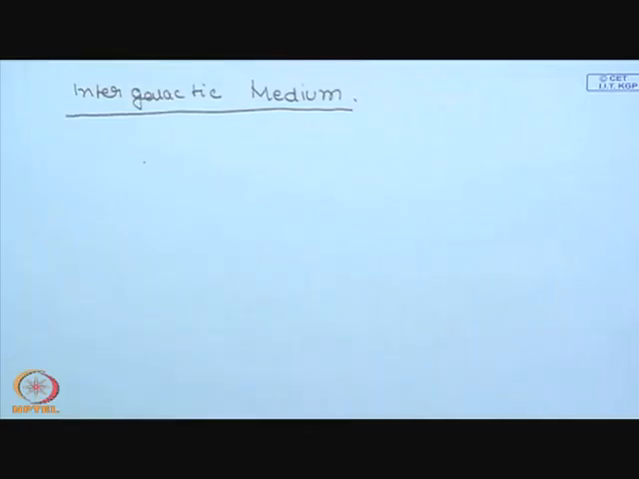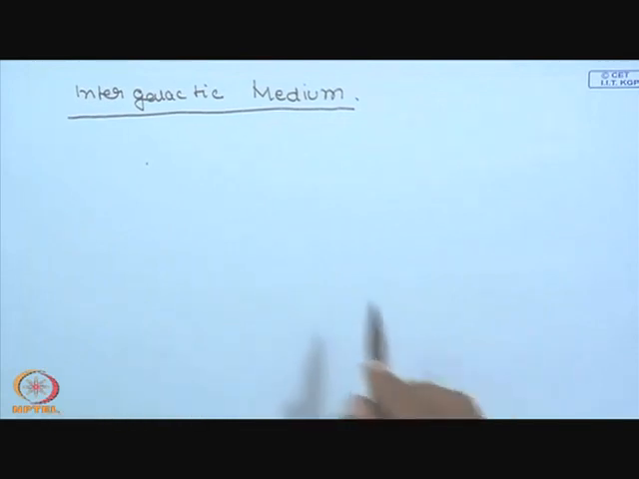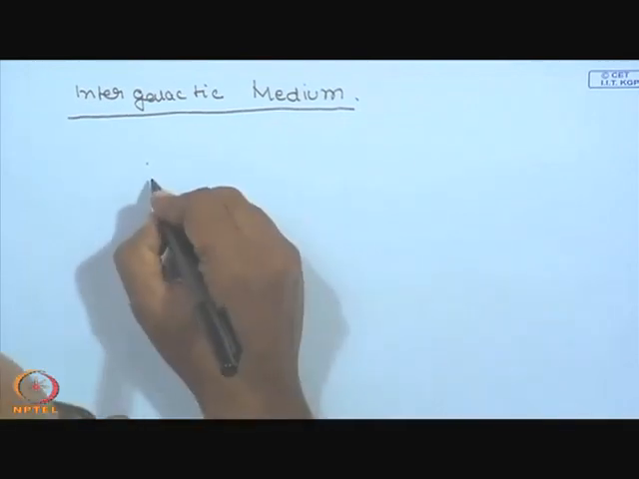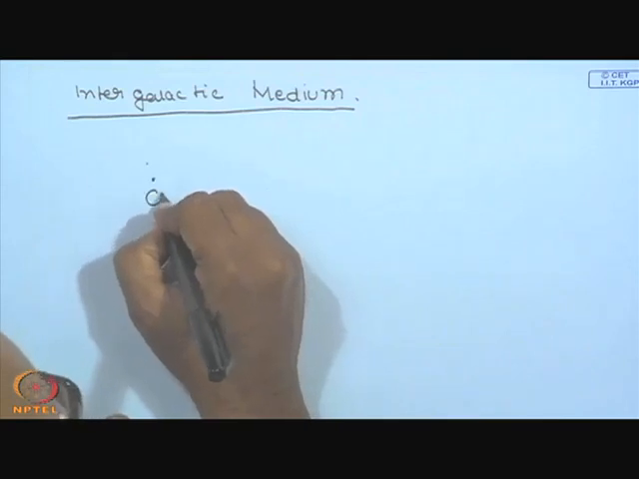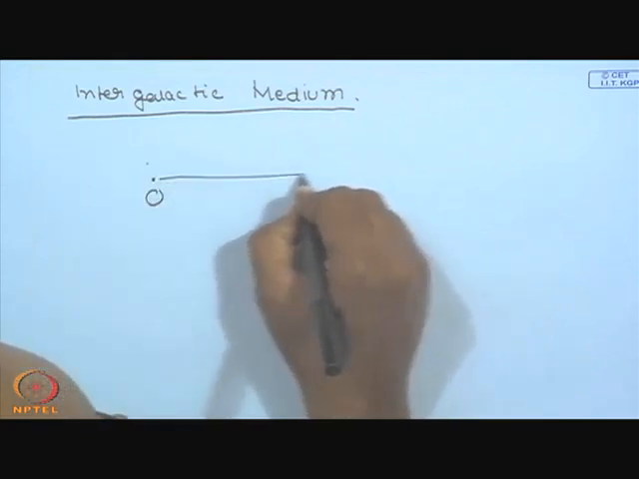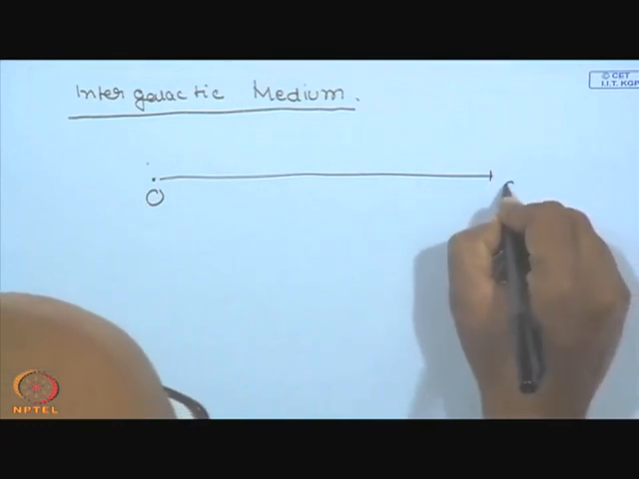And the question is, how do you detect this intergalactic medium? How do you observe it? Well, the basic idea is that I am the observer over here, and we look at a distant quasar.